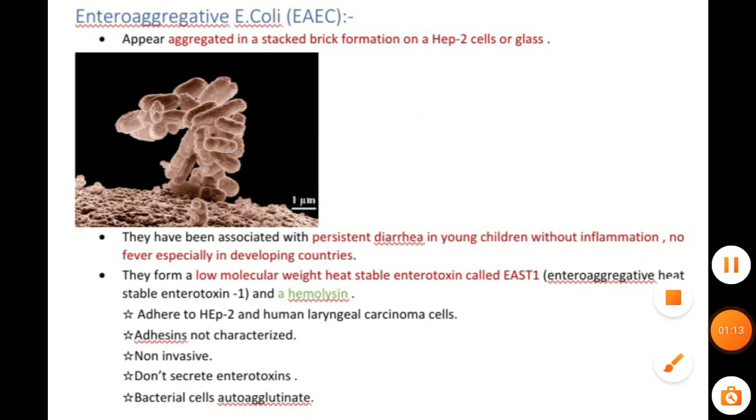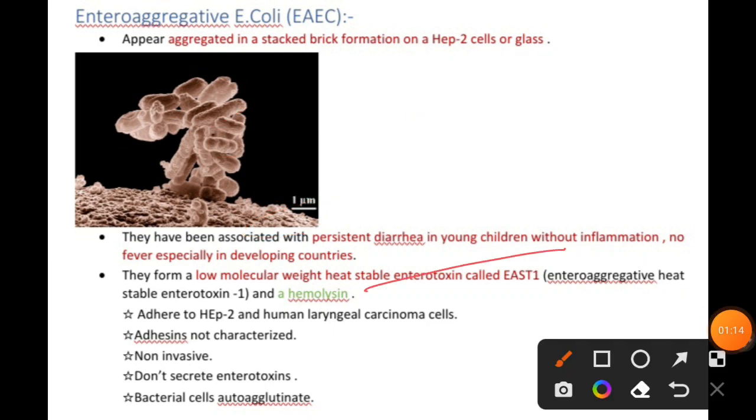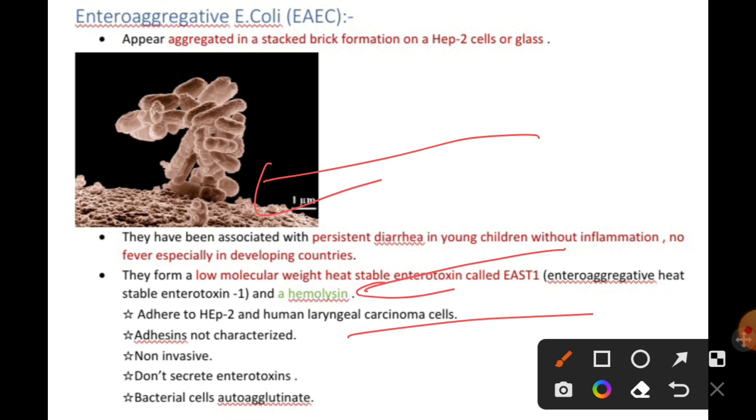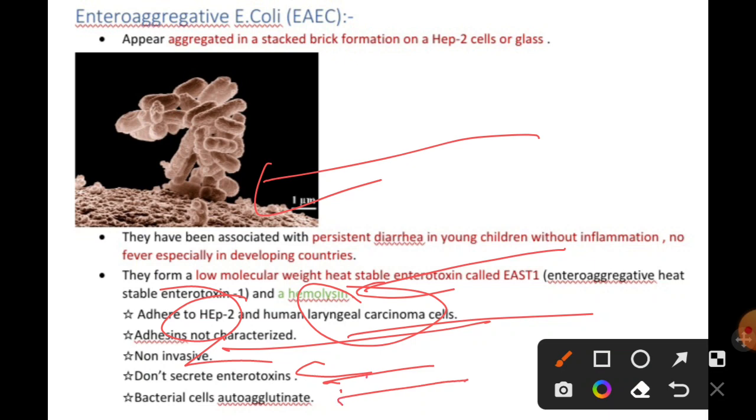These bacteria adhere to the HEp-2 cell and human laryngeal carcinoma cell, and the adhesins by which they adhere are not characterized till now. They are non-invasive and they do not secrete any kind of enterotoxin. Those bacterial cells also have the ability to auto-agglutinate.